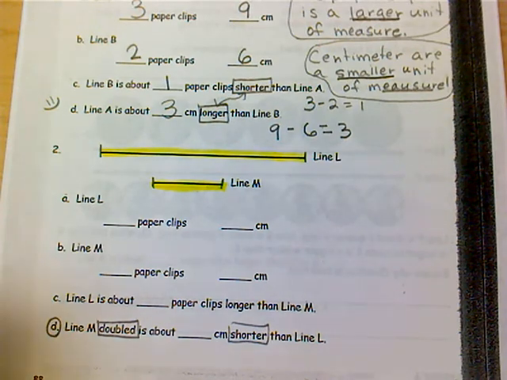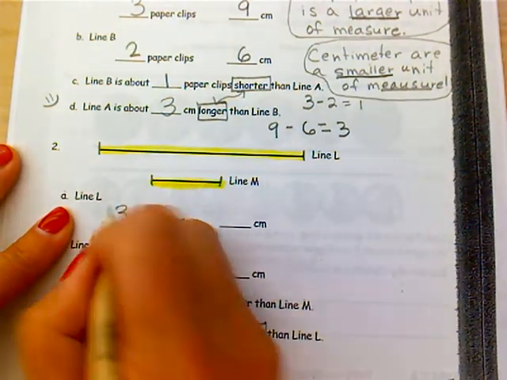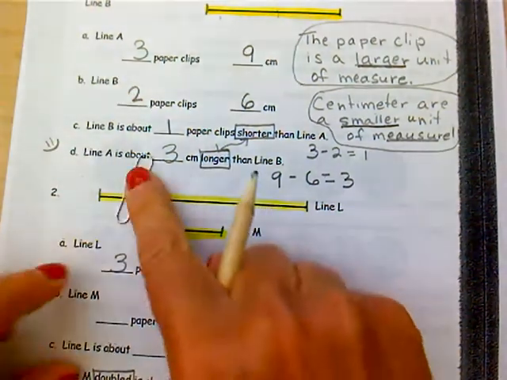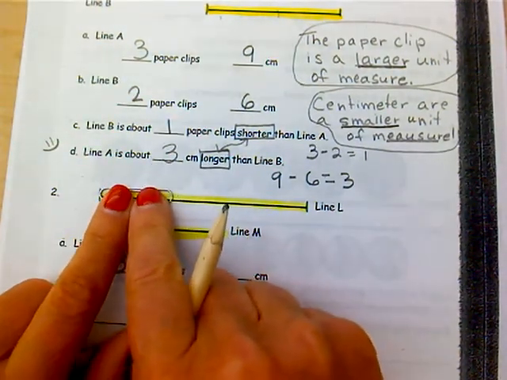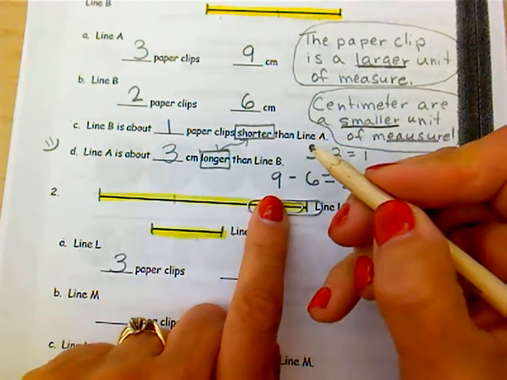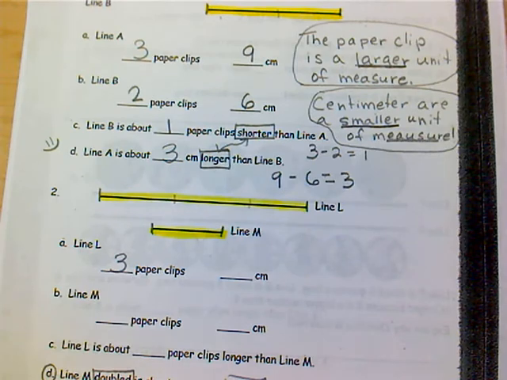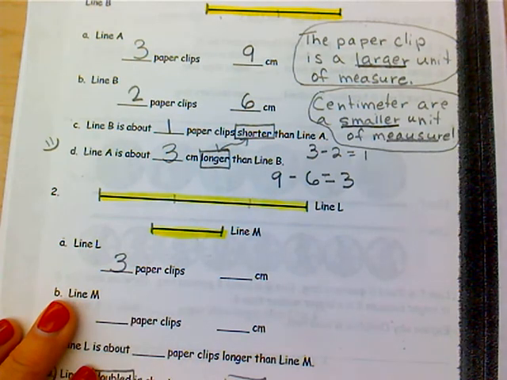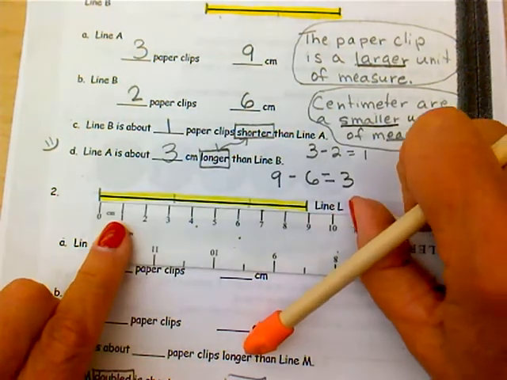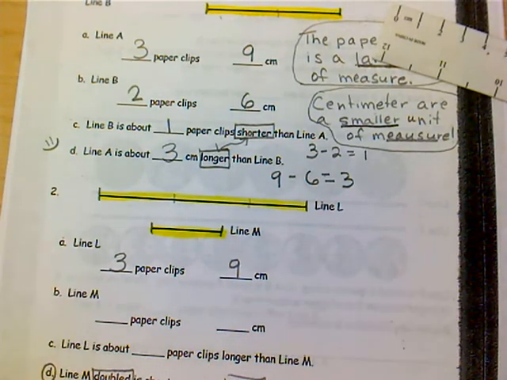Okay, are you back? All right, so on line A, did you get about 3 paper clips? Well, where'd my paper clip go? There it is. Here is 3 paper clips when I measure, making a little tick mark. Okay, it's a little tiny bit longer, but pretty close, a little more than half. So that's important. And when I measured with my centimeter ruler, I got 9. Did you? Okay, if you did, congratulations.